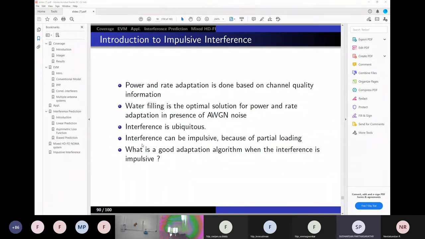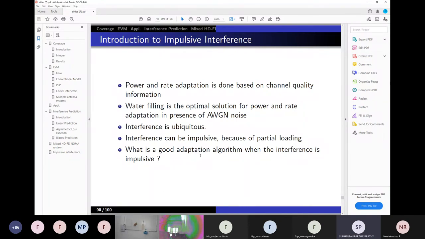That means, as I told you in the interference prediction problem, you need not have interference in all the slots. It can be there for some slots and not for others. You need not have interference at all for a long time. Suddenly an interference may pop up and suddenly it may die down. If you have a system like this, how do you do the rate adaptation and power adaptation? That is the question we have. Next slide, some literature survey.